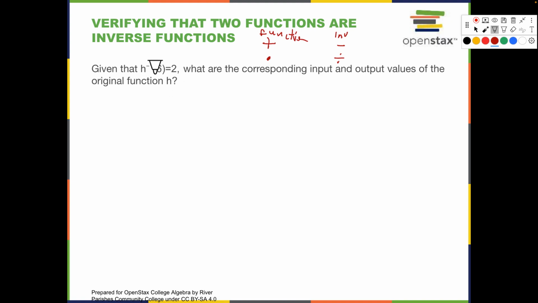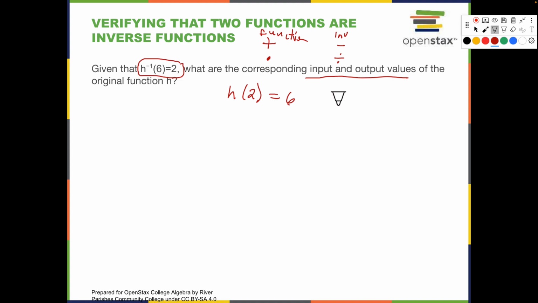However, sometimes they just talk about a function. So here we're given some inverse function of h sending 6 to 2. So what would be the corresponding input and output values of the original function? Very good. You would plug in 2 and you would get 6 as your answer. So again, part of this is just, if we have a table of values, it's just reading things backwards on the graph and such.